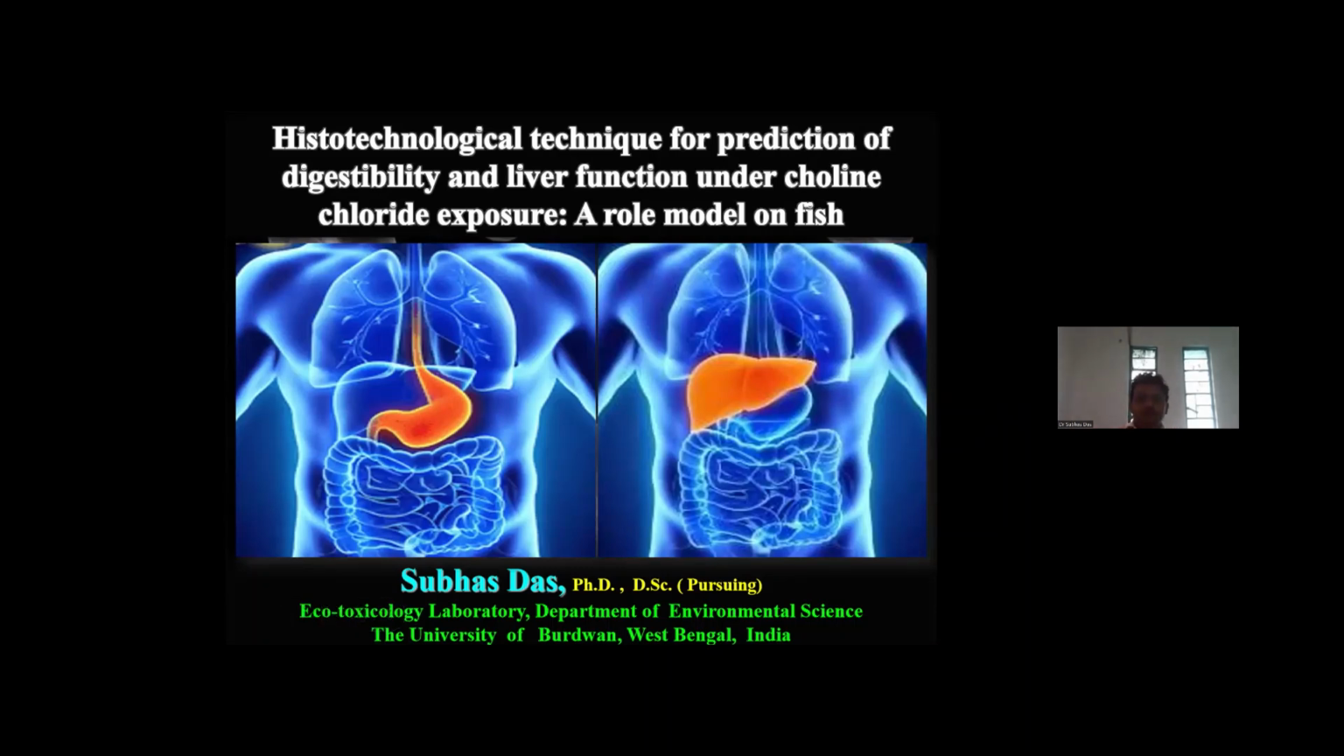So today I will be trying to highlight the digestibility under the exposure of fish as a model, and I am considering mainly liver and stomach as my study area. It's a unique work that mainly our teammates in our laboratory in the Department of Environmental Science, the ecotoxicology laboratory, have done over the last 5 years.